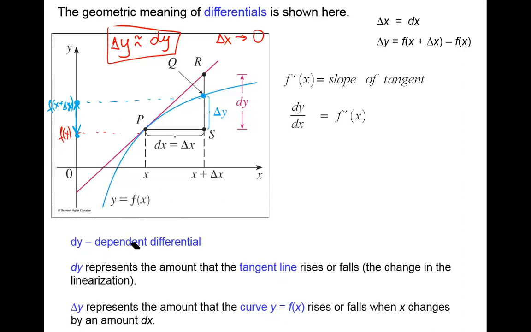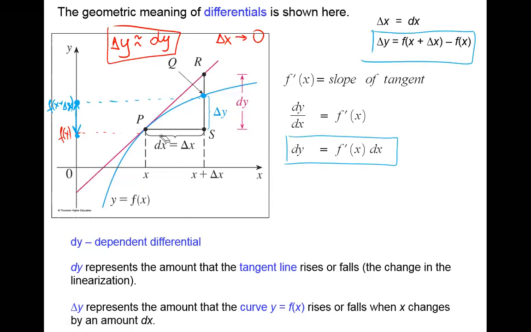Y, dy is dependent, dx is independent because it will be given. That means let's split this and define dy only. Dy has the value of the derivative at the point x times dx, which means times this difference. We can see that this will be relatively easy to compute. This one will not be, but we can approximate it. That's the whole point.